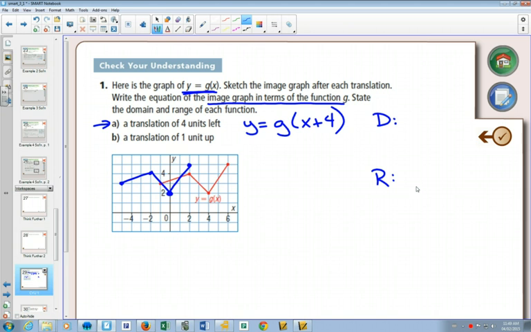Does anyone have a great way to remember that? Or do you just know it? Do you have a strategy to remember that domain is x values and range is y values? You just know it? Anybody use the D comes before R in the alphabet, so X comes before Y? Ever use that strategy before for memorizing things?